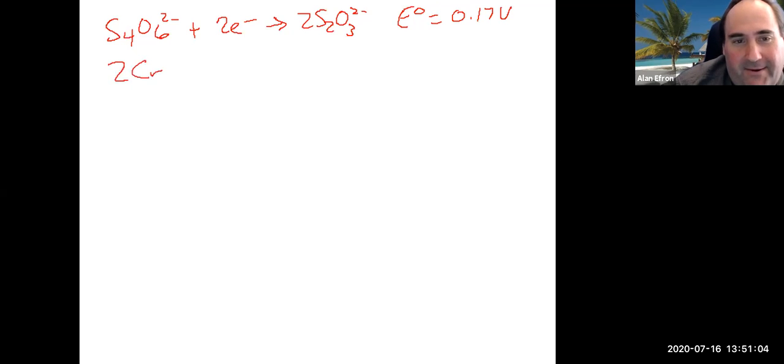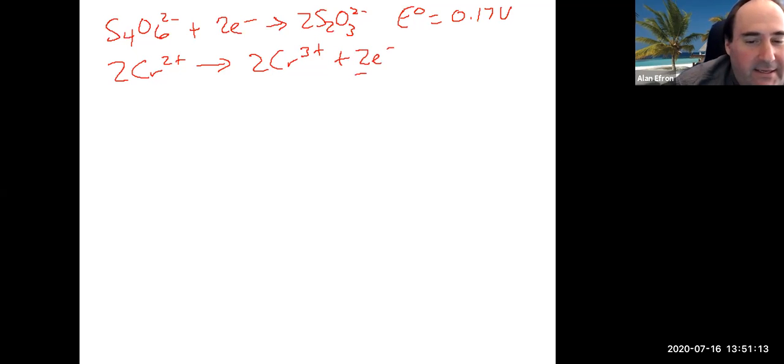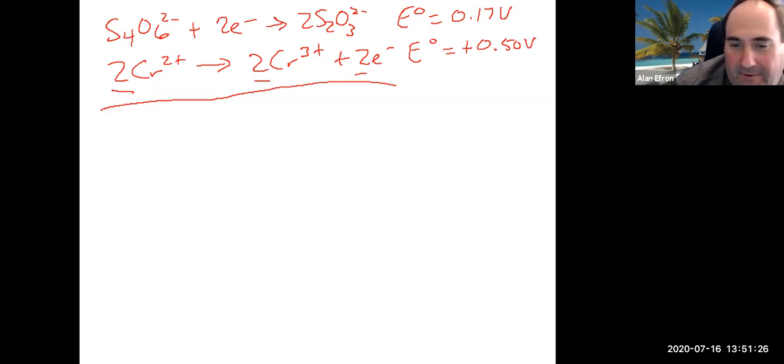So Cr2+ going to 2Cr3+ plus two electrons. Here I did need to multiply everybody by two to get the right number of electrons. And my E naught in this case, since I flipped it, now becomes 0.50 volts. Remember that even though you need to multiply, it will not have an effect on the E value, but we do need to change the sign because we reversed it.